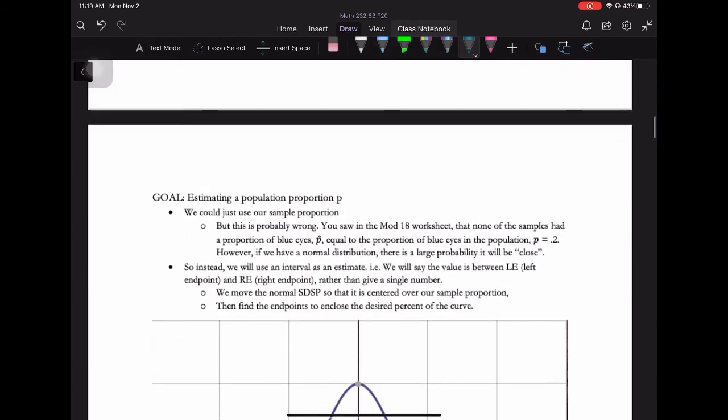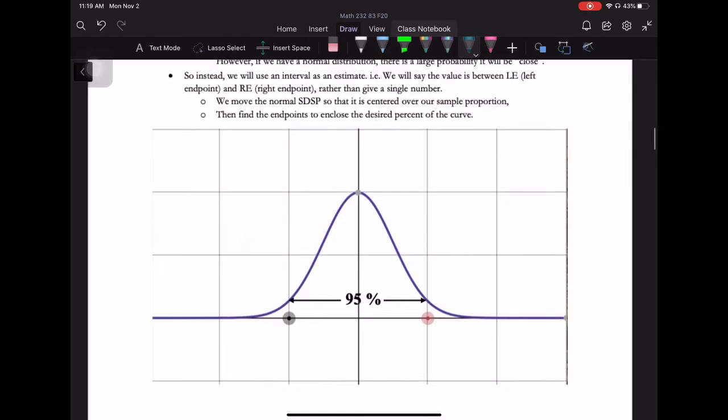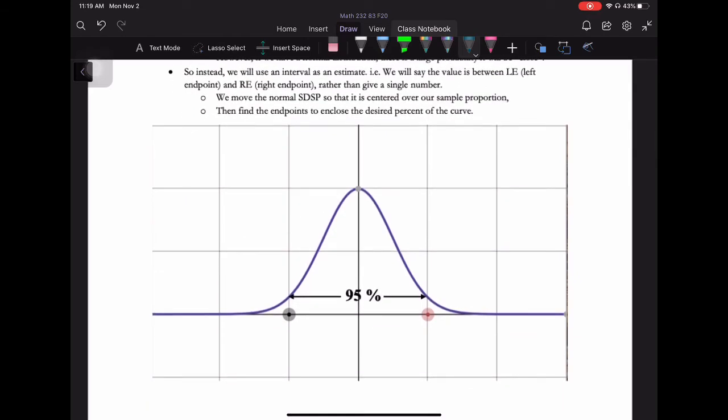To the next page, we're going to be estimating our sample proportion. Notice that in our Module 18 worksheet none of the samples had the proportion of blue eyes of 0.2. The samples were either an average of 0 or 0.5. But when we put it all together, we got 0.2 as the average. So we're going to use an interval to estimate. And we're going to say that this value down here that caps things is the lower endpoint. And the value up here is the upper endpoint. And remember that that is 2 times the standard error, that distance right here.